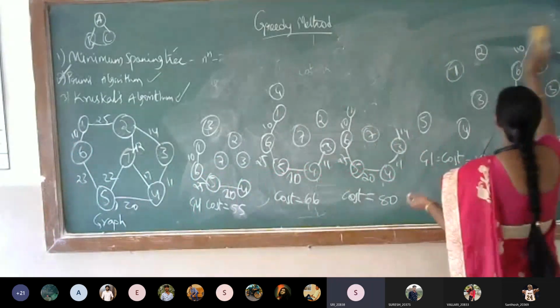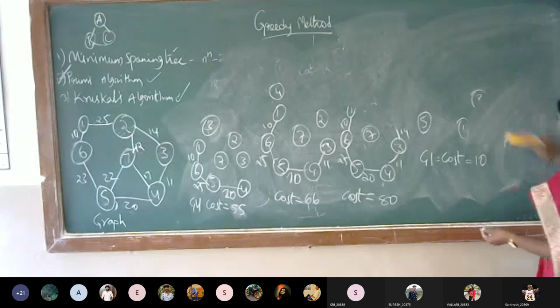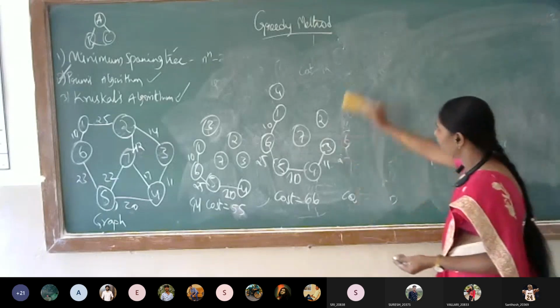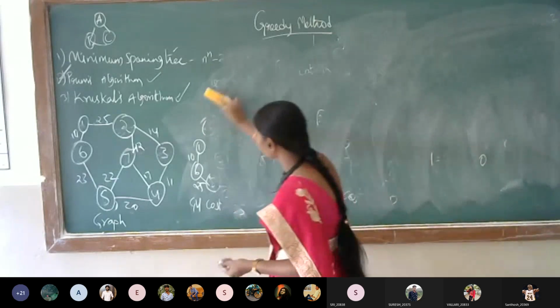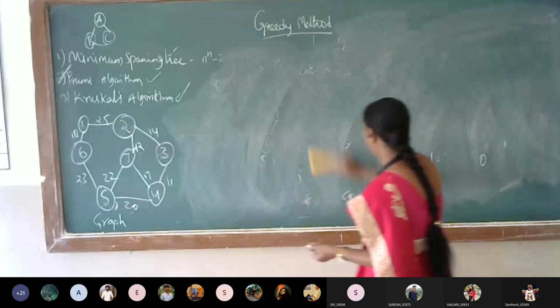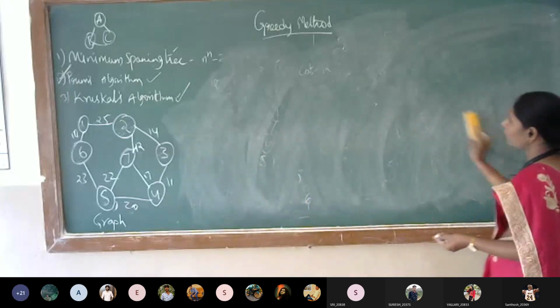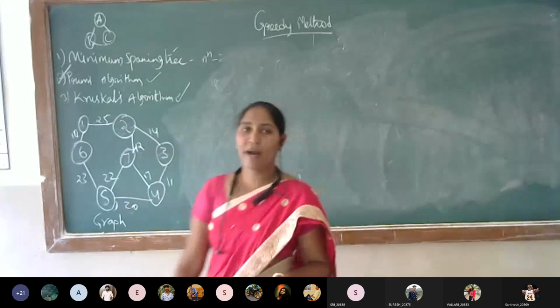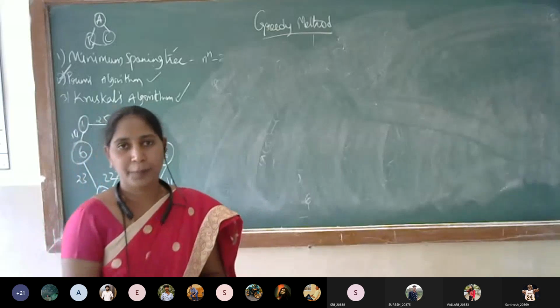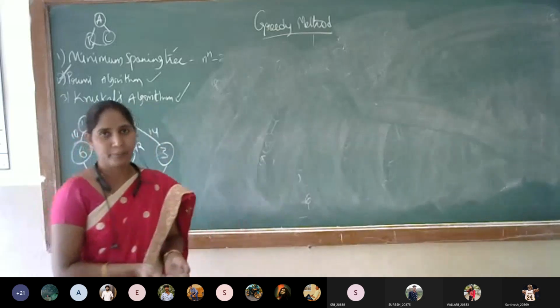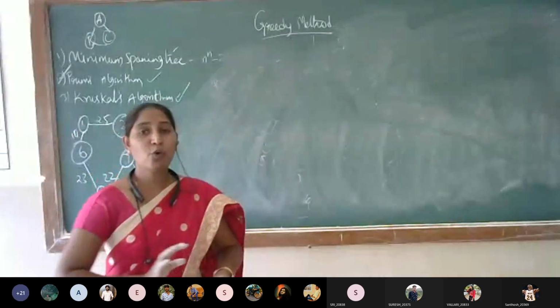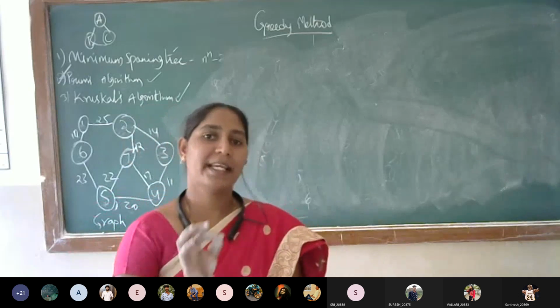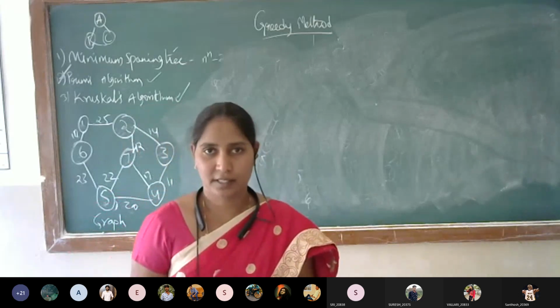Okay, next we will go for Kruskal's algorithm. For the same graph, we will be finding the minimum spanning tree. Kruskal's algorithm is also used for finding the minimum cost of that particular tree. But there is no condition that it should visit exactly the adjacent vertices.